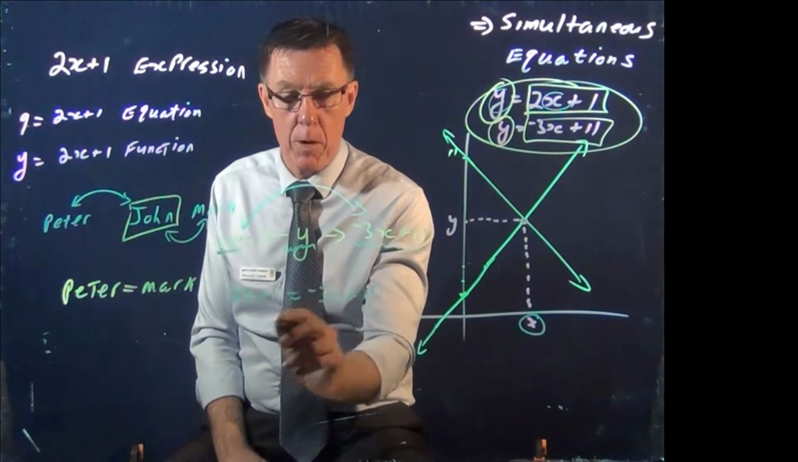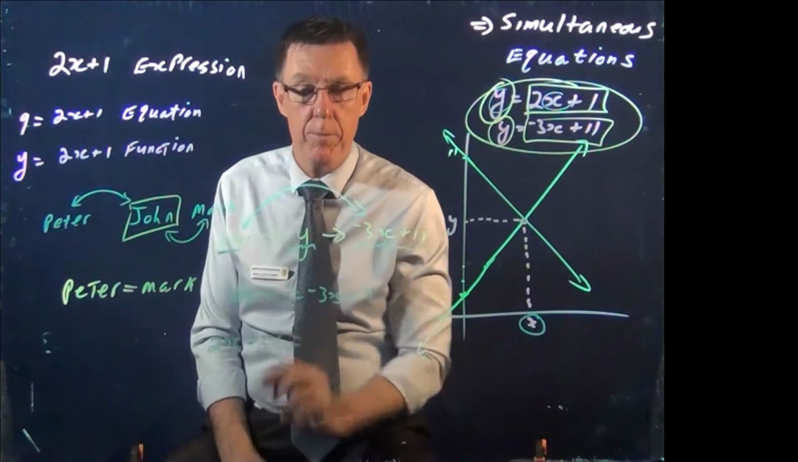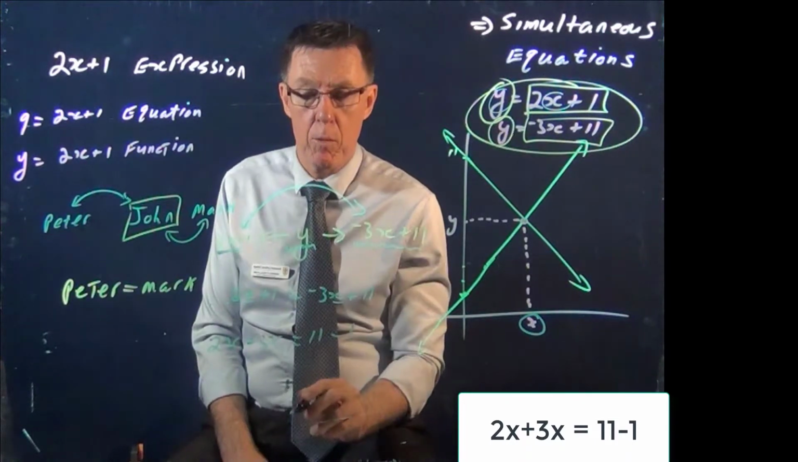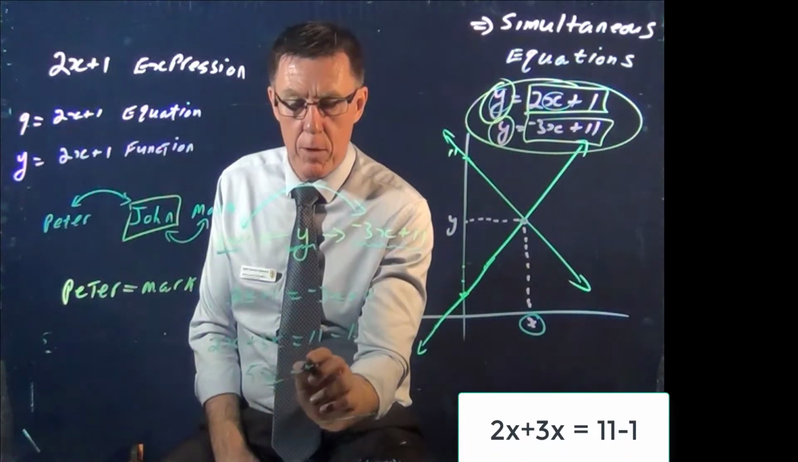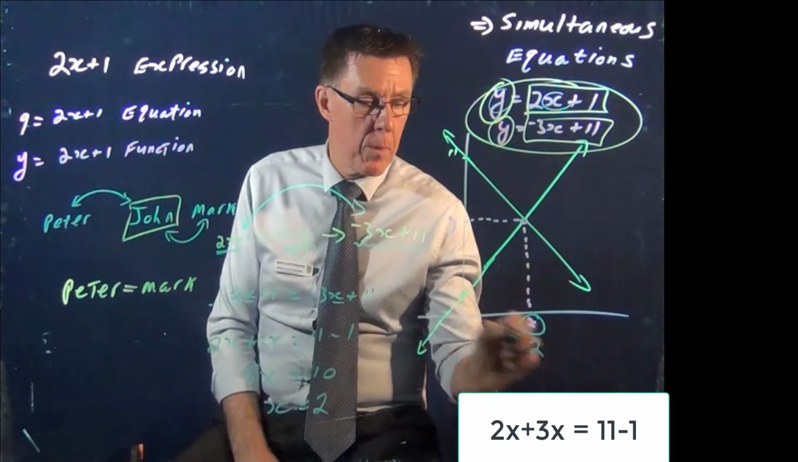So if I take my minus 3x from the right hand side and bring it to the left hand side, I leave my 11 on the right and bring my minus 1 over to become take away 1. 5 of those unknowns are equal to 10. One of those unknowns must be equal to 2. My x-coordinate must be 2.